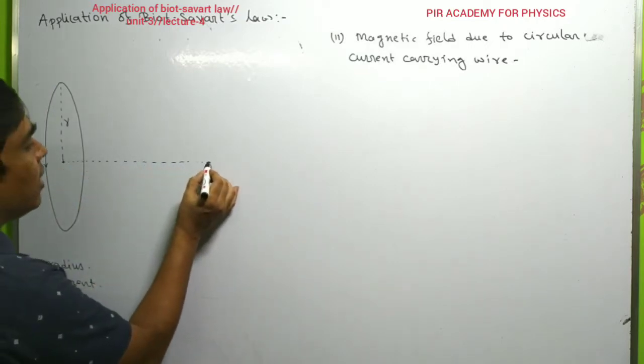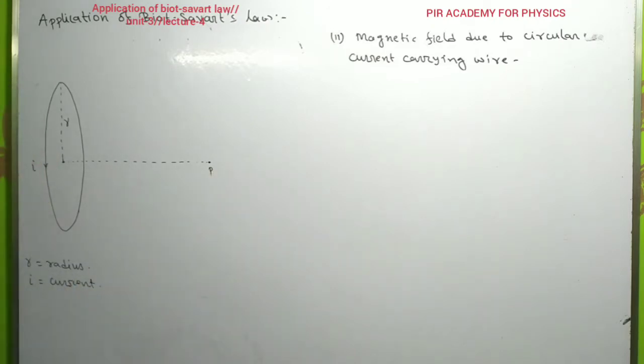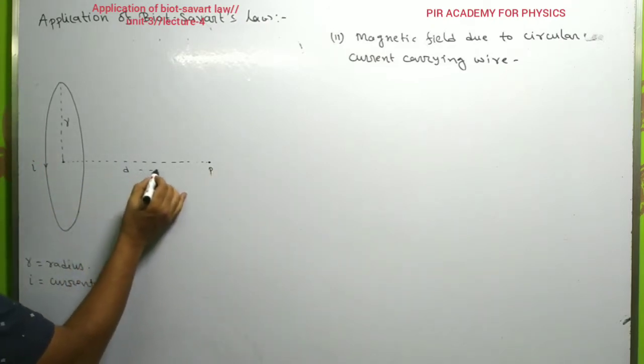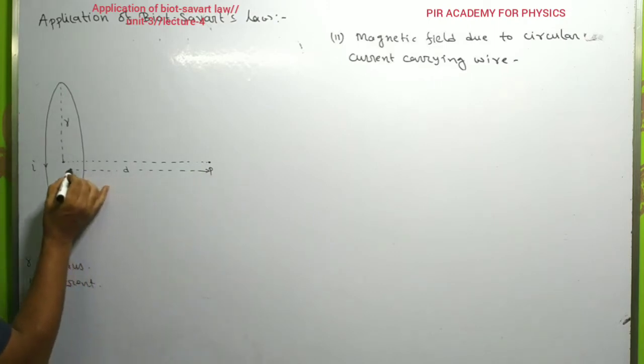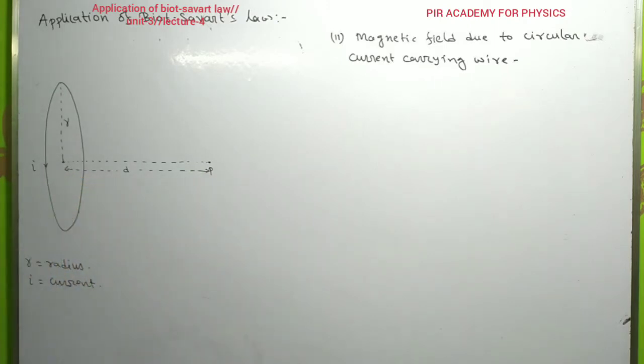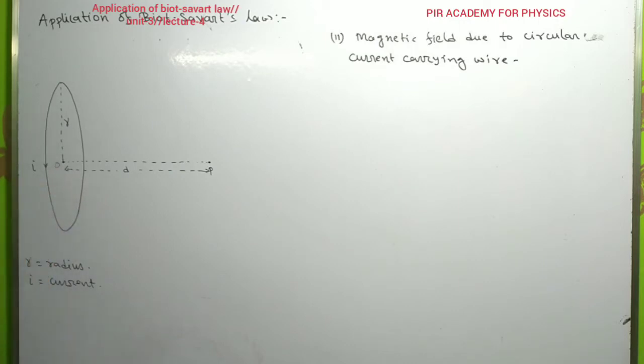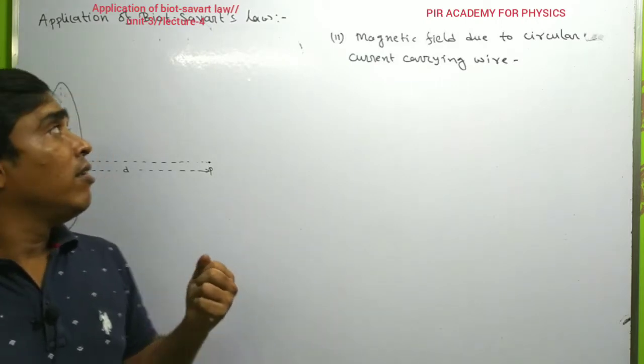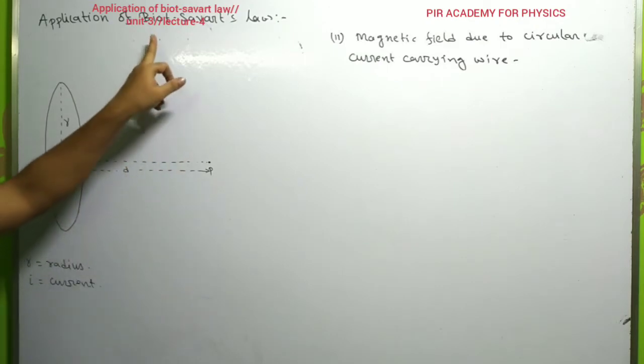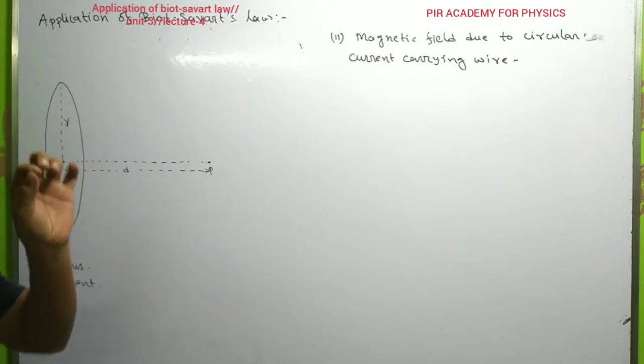calculate the magnetic field at a point P at a distance d from the center of the circular wire, then this is the distance of point P from the center. So using Biot-Savart law, you have to calculate the magnetic field at point P, and we have discussed earlier that when you want to use Biot-Savart law, you have to take a current element.